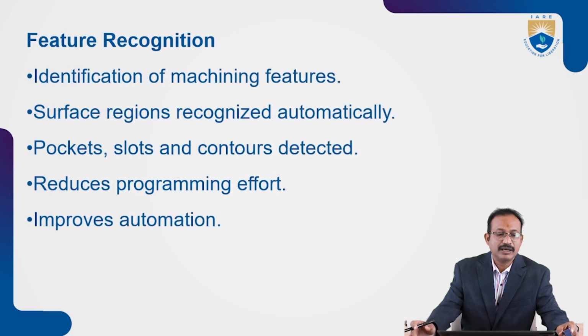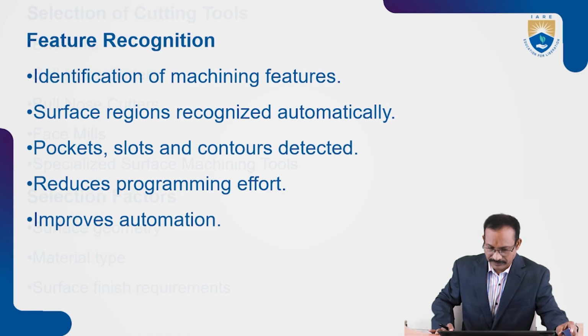Feature recognition. Identification of machining features. Surface regions recognized automatically. Pockets, slots, and contours detected. Reduces programming effort. Improves automation. So this is about feature recognition. If there is any cylindrical surface, it has to be identified. If there is any small grooved surface, that also has to be identified. Pockets, slots, contours should be detected, reducing programming effort and improving automation.